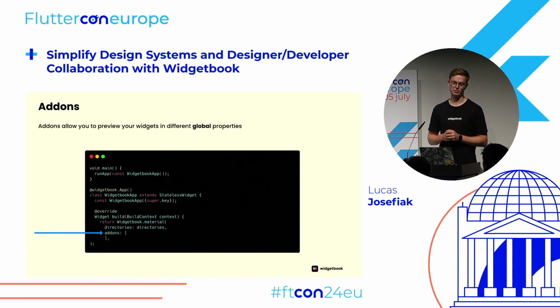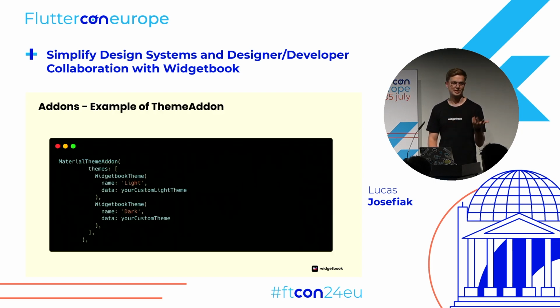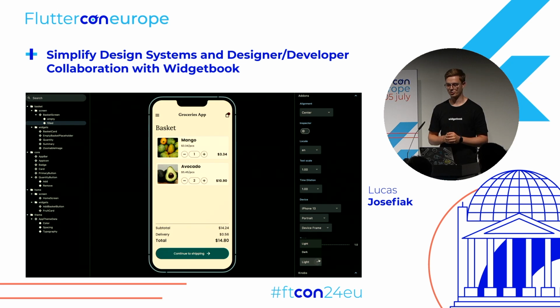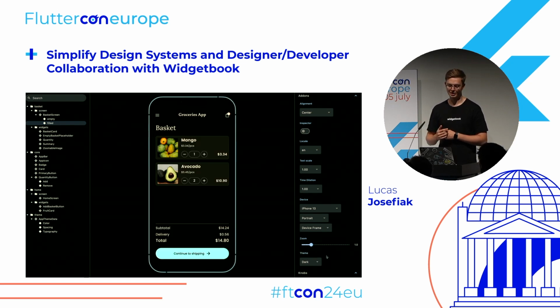And add-ons, first of all, allow you to preview your widgets in different global properties without needing to rerun the emulator all the time. And you can use the add-ons just where you're returning your widgetbook. You just have a new property called add-ons, and you then can insert a list of add-ons. An example here could be a theme add-on. So in this case, we included a light and a dark theme, but you can include different themes, as many as you like. It's just an example here. And if we see it in action, we now have the chance to preview, for example, our basket screen in the filled use case in light and dark mode.